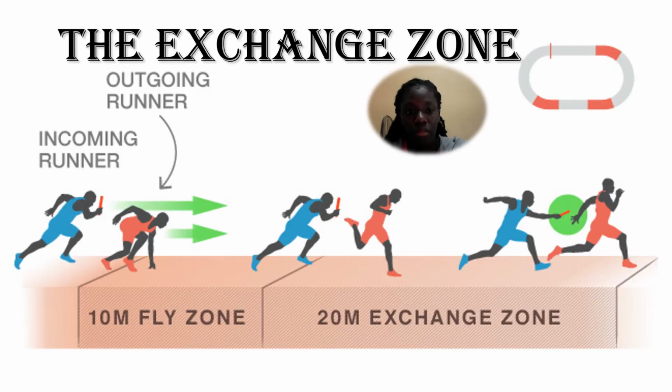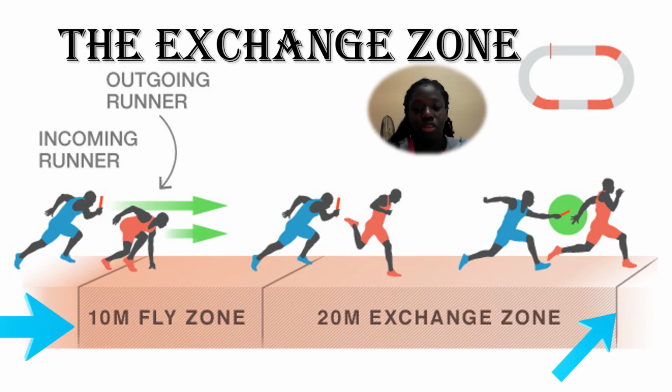So here's an example of the exchange zone. This is where the exchange zone begins, and this is where it ends. And in between there, this is where they can only exchange the baton. So as you can see right here, the first set of runners, all of them are on the same team.